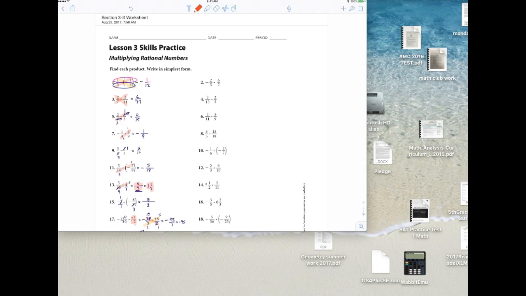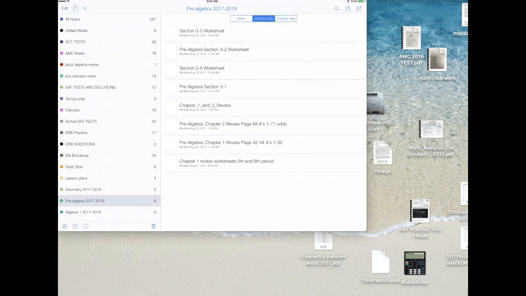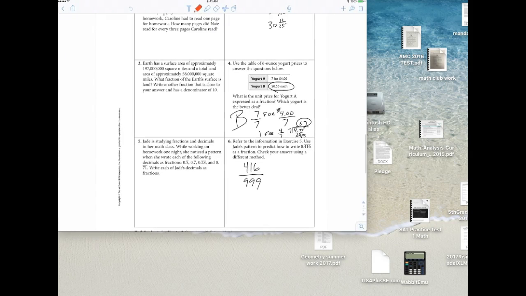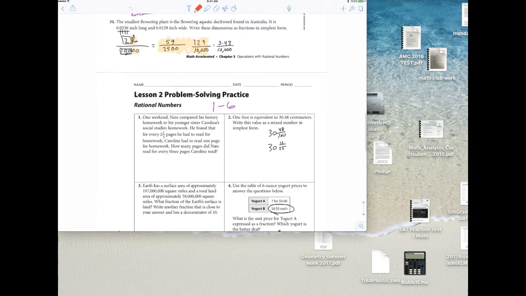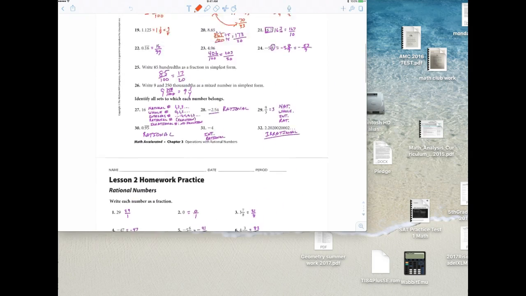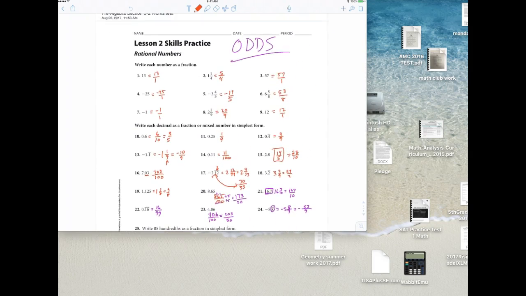Now, yesterday, let's talk quickly. It was the 3-2 worksheet, correct? Yes. All right. Now, your job is to ask me any questions that you're uncomfortable with or unfamiliar with. All right. Yes, Jack.